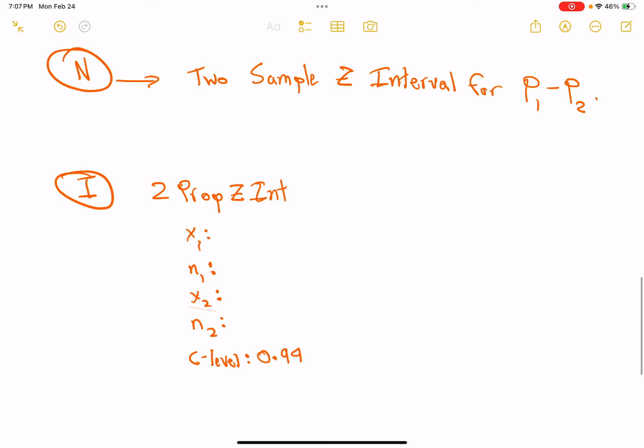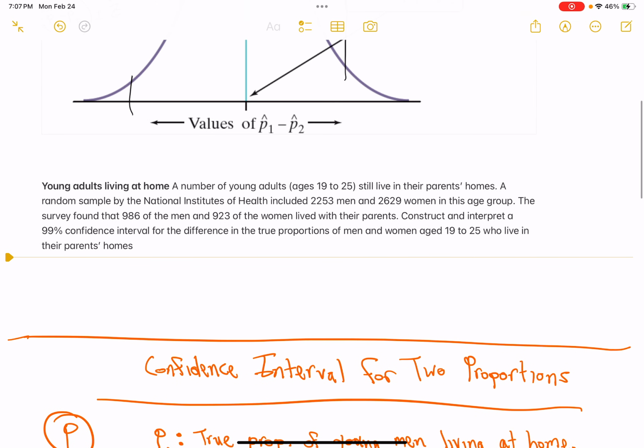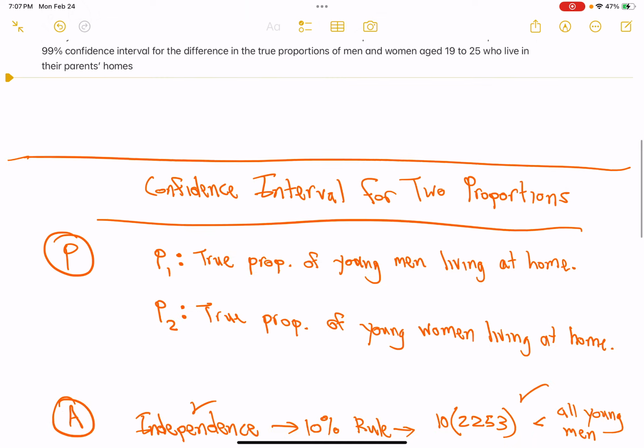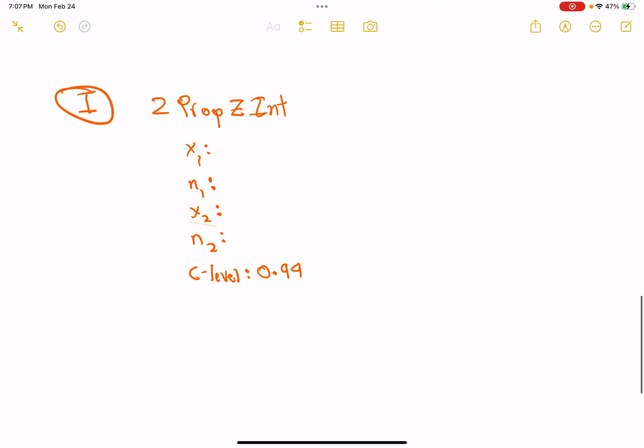Okay. Part of why I picked this problem is it makes it really easy on us to calculate number of men and number of women for x1 and x2. Remember that x1 and x2 represent the raw number of people that said yes to the particular thing we're talking about. So in this case, the raw number of men that said they live at home and the raw number of women. So that's 986 for men. And 923 for women.